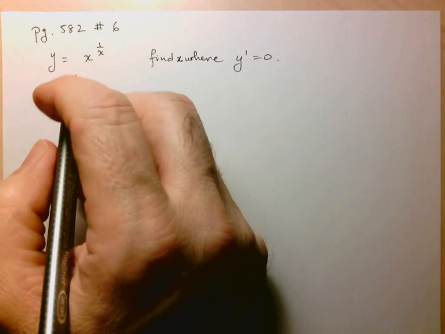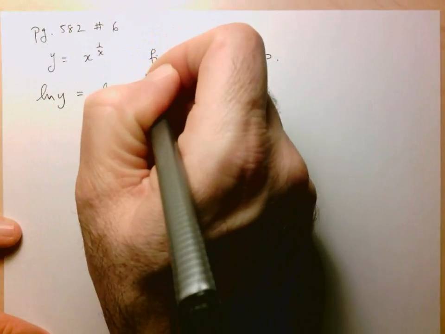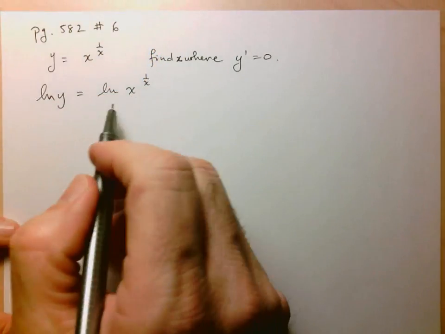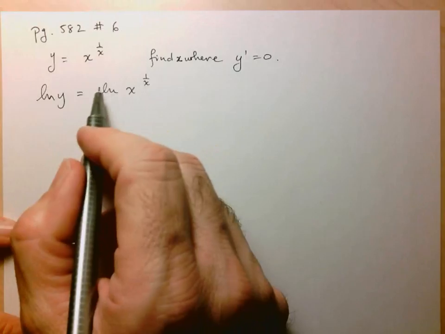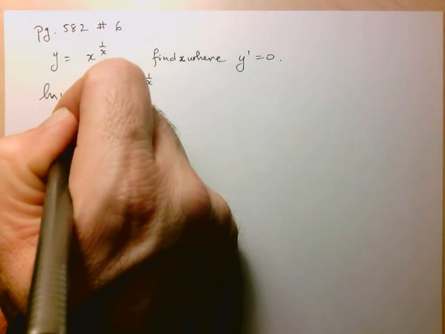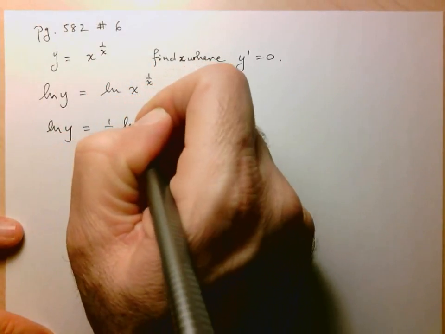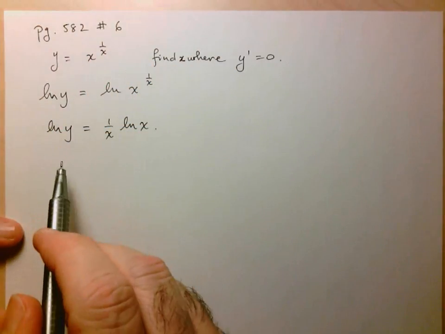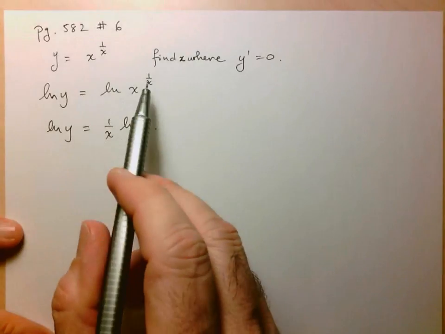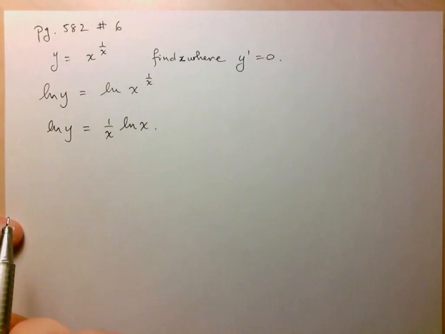So here I've got ln y equals ln of x to the 1 over x. Okay, now often you can skip this step because you know that you're going to be using the ski-slope rule on the right-hand side. So here we've got ln y equals 1 over x times ln x. And of course, the reason why we took the logarithm of both sides was in order to use this ski-slope rule. So now you've got these as two separate functions.